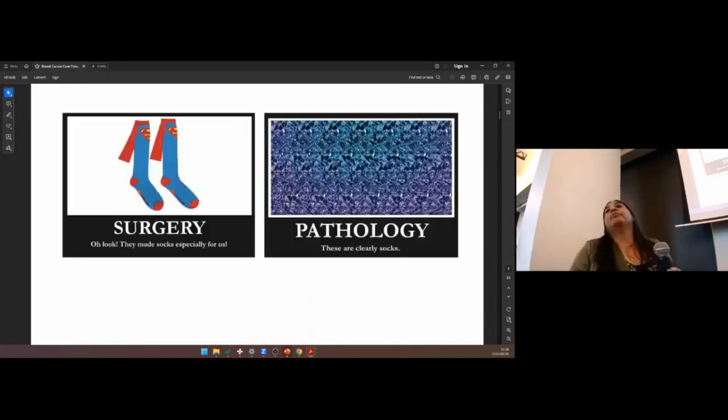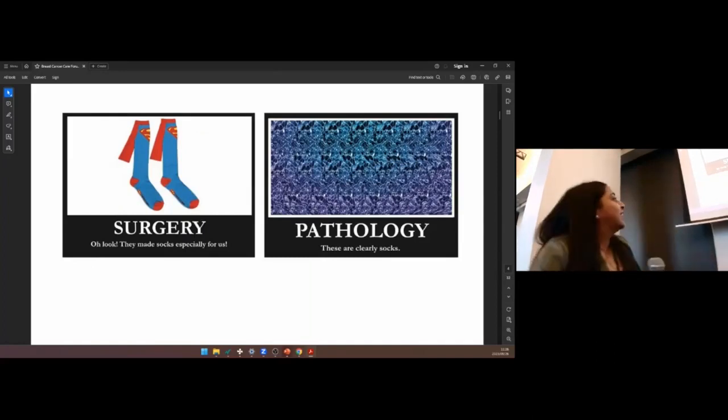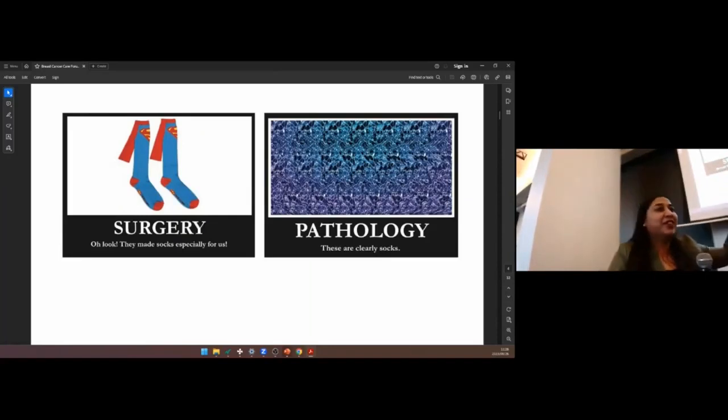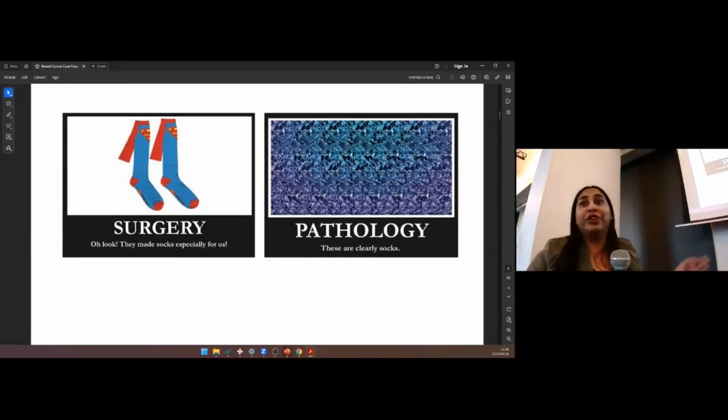So I always say, everybody wears a different hat, and different socks are made for different people as well. As you can see, we've got Superman socks for the surgeons, but for the pathologist, it's a little bit obscure. We have to figure out, are there socks? Can we wear them? What do we need to do to tell you more information?